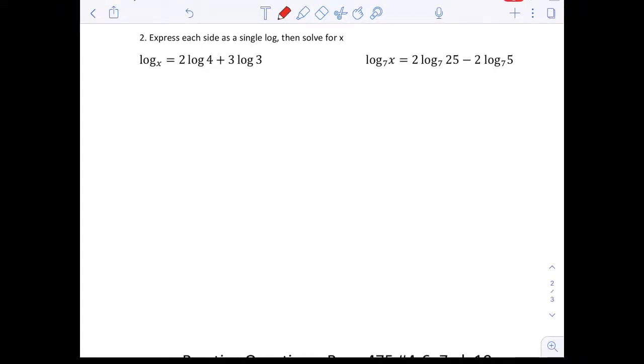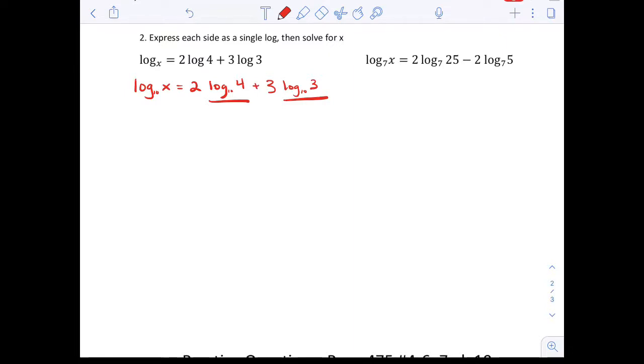All right, so for this next one too, it says express each side as a single log, then solve for x. It's a little bit of a typo here. It should say log x, that's base 10, equals 2 log 4, that's also base 10, plus 3 log base 10, 3. So we might look at this and say, well, I can't do much on the left side. The right side, we have 2 log 4s and 3 log 3s, but I can't add those together because they're both not the same. Those are not like terms. I can't add log 4 and log 3 together.